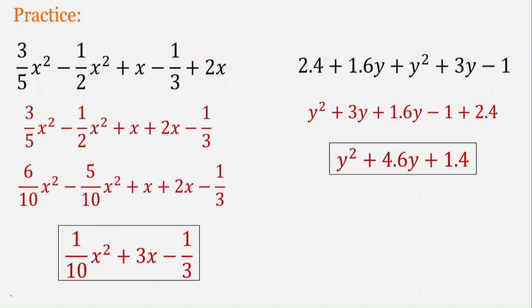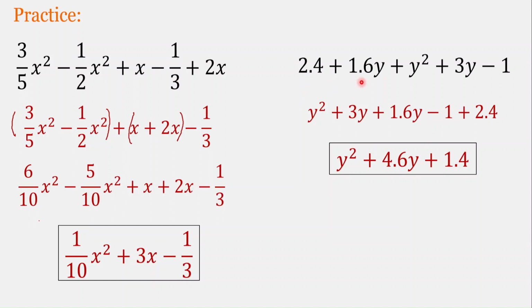So the process is the same whether we have integer coefficients, fraction coefficients, or decimal coefficients. We're still going to combine those like terms. So in this third problem, we have like terms that are x squared. There's one grouping of like terms. Another group that has x to the first power. And then our constant 1/3. And just like before, when we add or subtract fractions, we need to get a common denominator. In this case, it's 10. The end result is 1/10 x squared plus 3x minus 1/3.